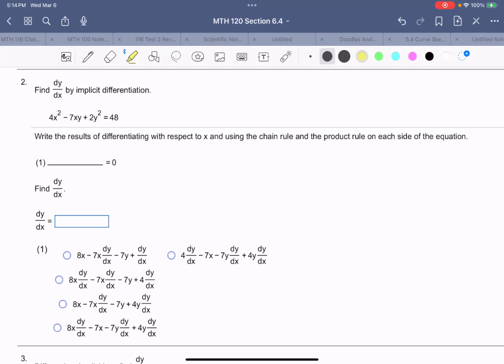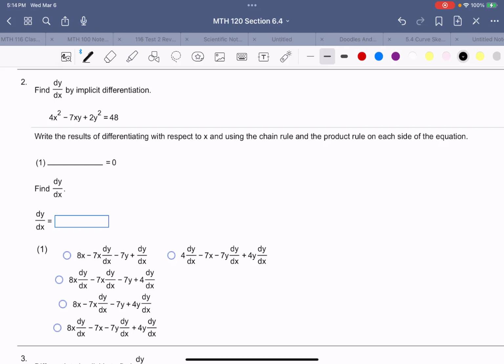Example 2, find dy dx by implicit differentiation. 4x squared minus 7xy plus 2y squared equals 48. So they want us to go ahead and write the result of differentiating with respect to x and using the chain rule and the product rule on each side of the equation.